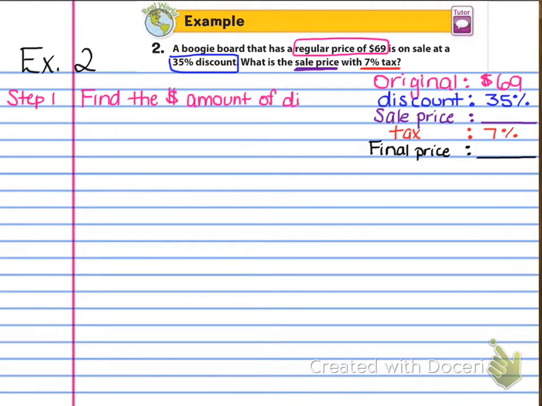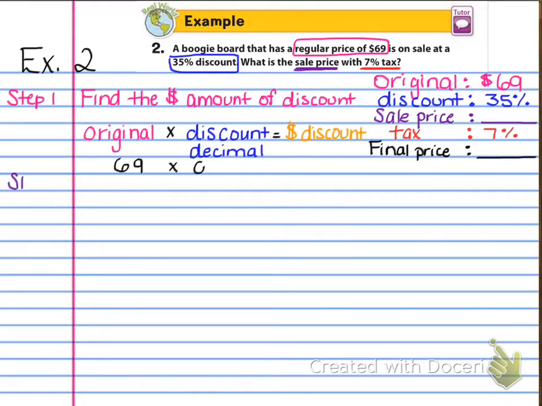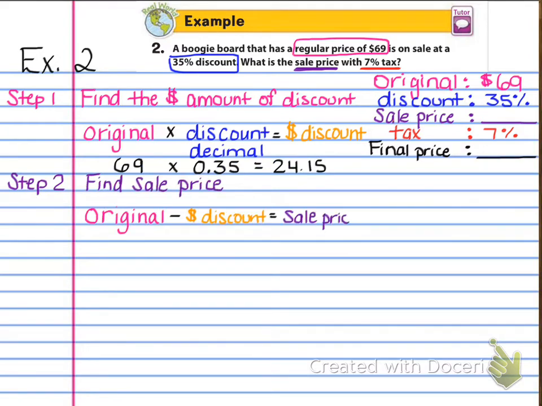So step 1 here, it says to find the amount of discount. The money amount is what I'm talking about. So this will say the original times the discount decimal. That's what I'm going to call it from now on. Remember early on, I told you that I was going to stop explaining that you needed to change percent to decimal. Now I'm just going to call it the discount decimal, 0.35. When you multiply 69 by 0.35, you get $24.15. So that's the amount of money you're going to have to take off of the original price.